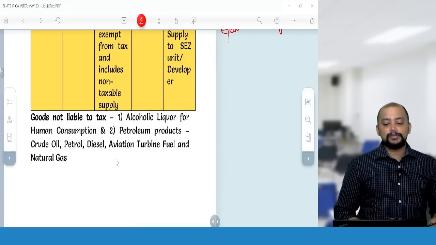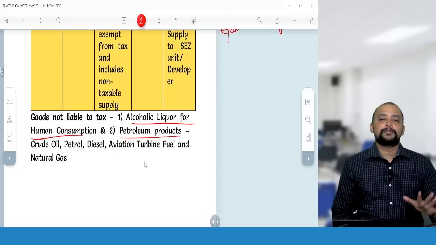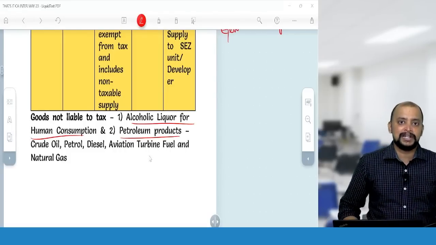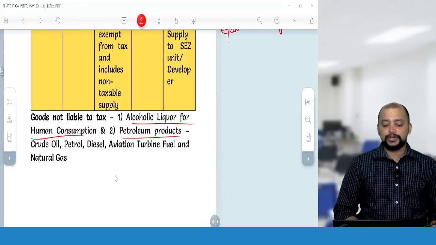And goods not liable to tax, that is alcoholic liquor for human consumption and petroleum products. What are the petroleum products? 5 petroleum products are not covered under GST. That is crude oil, petrol, diesel, aviation turbine fuel, and natural gas.